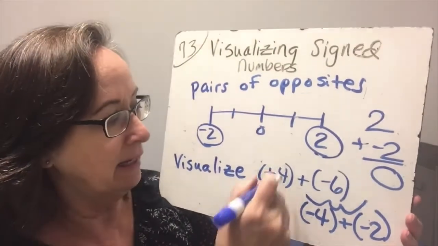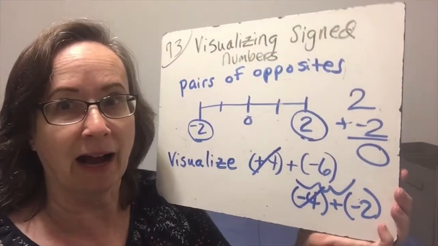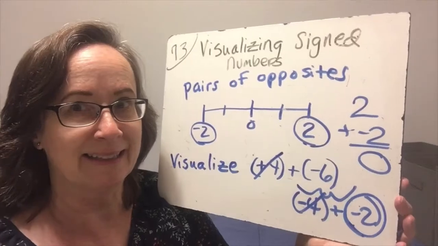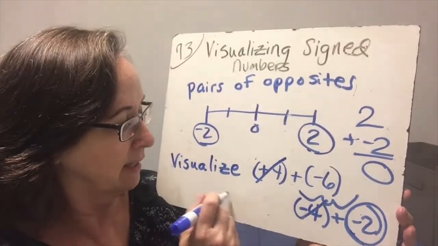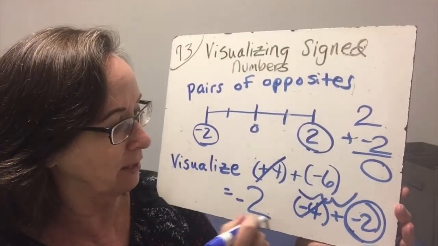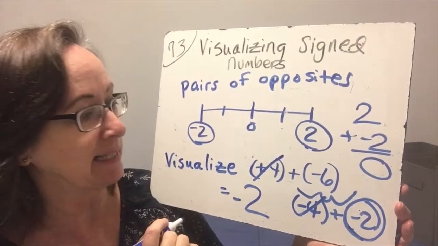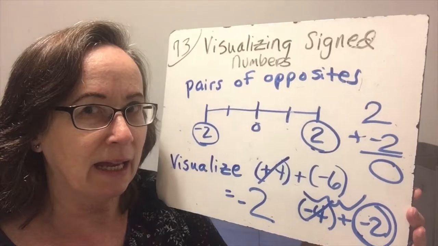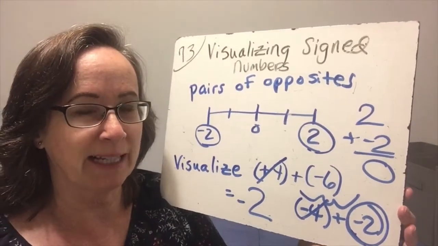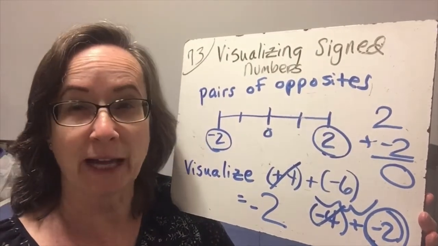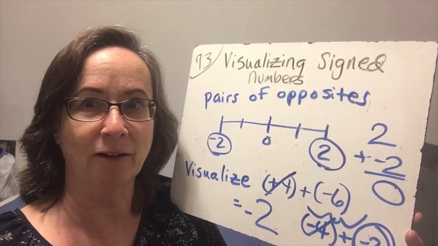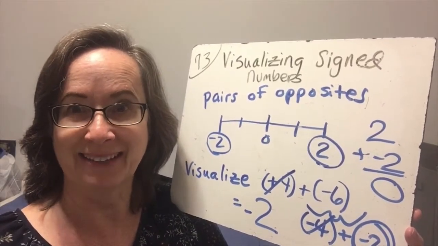So then the 4 and the -4 are opposites, so they will cancel each other out. So the answer is the -2 that is left. So 4 plus a -6 equals a -2. And that's just one more way for you to visualize a problem. That doesn't mean that you have to do every problem like that, but that's just one more way to help you think about how to quickly add.